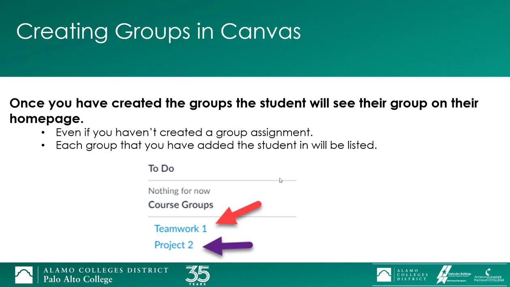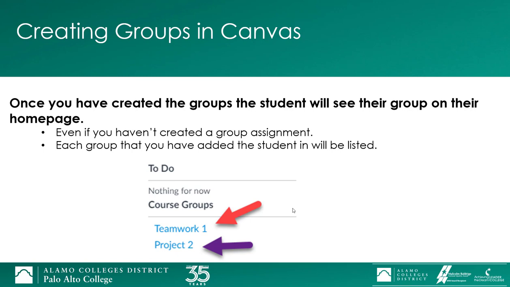Another bit of information: once these groups have been created, students will see that they are already placed into groups. This is a screenshot of the groups that I made for my students in my fake Canvas course. In their to-do list, they see that they've been included in 2 new groups. Keep in mind that even though you haven't created a group assignment, students will still see this, and they're still able to click on it to view who's in their group, whether or not you've assigned group work.